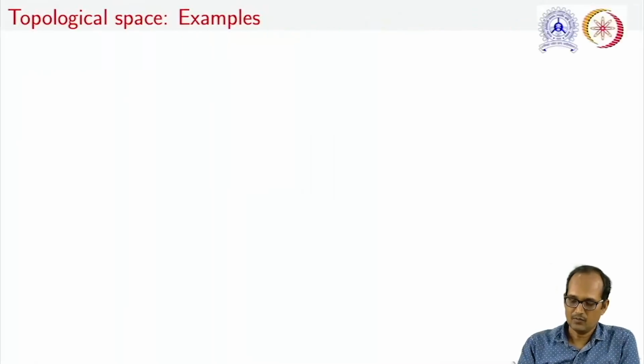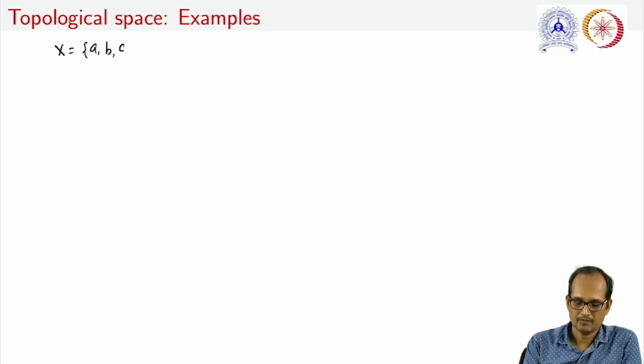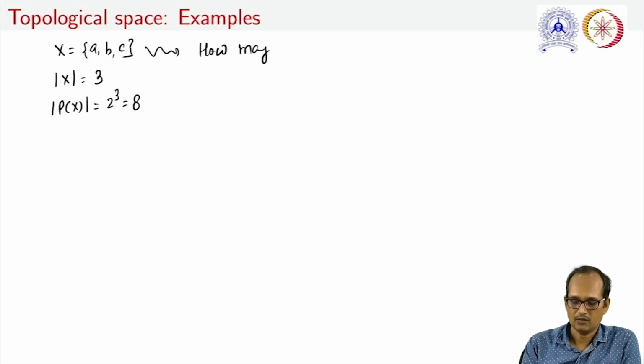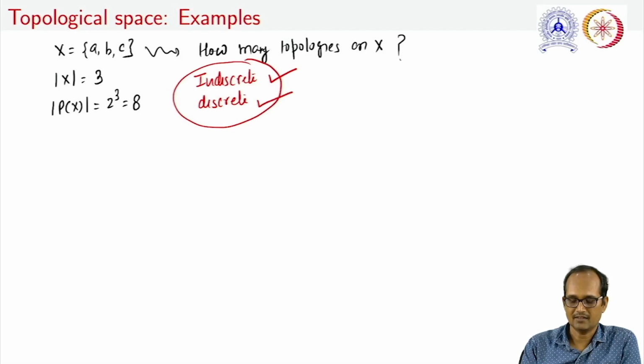Moving ahead, let us take one more example. Let us take a set X as {A, B, C}. Note that the number of elements in X is 3. The number of elements in the power set of X will be 2 power 3, that is 8. The question is, how many topologies on X can be constructed? Two topologies are natural, that is the indiscrete or trivial topology, and second is the discrete topology. It is to be noted that this is the smallest one and this is the largest one. So can we construct some more topologies in between these two?